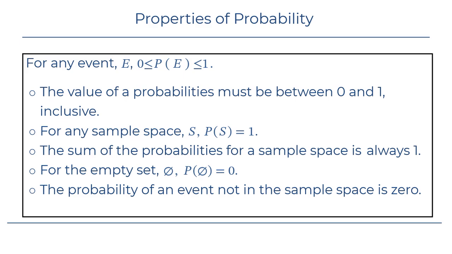For any sample space, the sum of the probabilities of the sample space is equal to 1, and the probability of an event not in the sample space is equal to 0. In other words, the probability for the empty set is equal to 0.